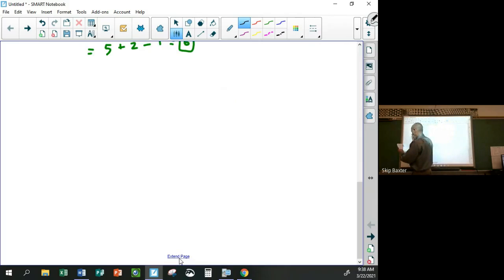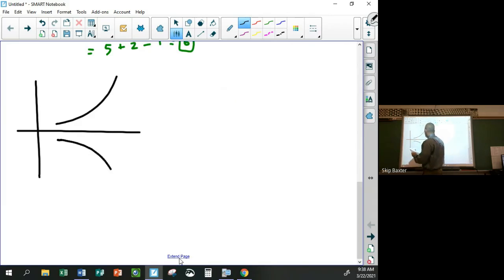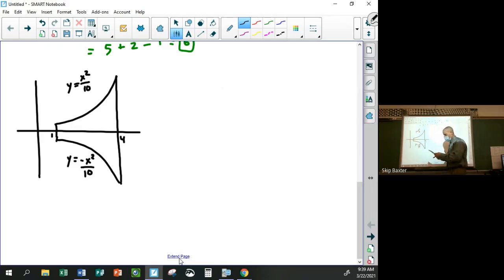So they were really nice and drafted for you. We have 2 functions like this. This is y equals x squared over 10. And this is y equals negative x squared over 10. And this is from 1 to 4. And cross sections are squares. So we have squares coming up out of the board, 3D like that.